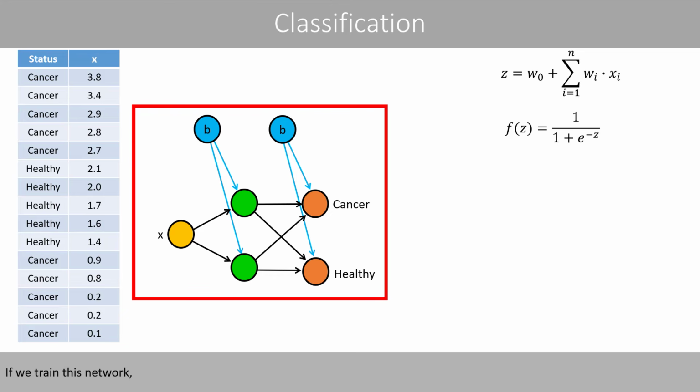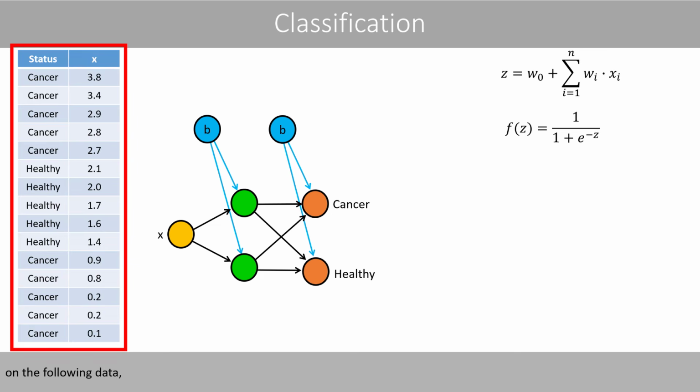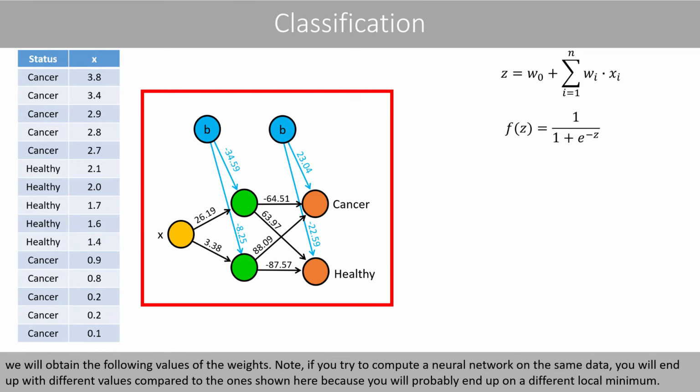If we train this network on the following data, we'll obtain the following values of the weights. Note, if you try to compute a neural network on the same data, you will end up with different values compared to the one shown here, because you will probably end up on a different local minimum.